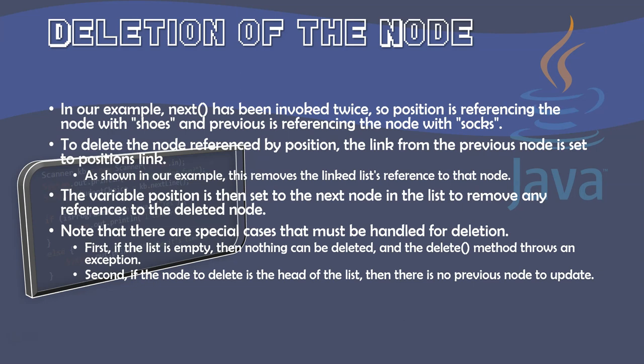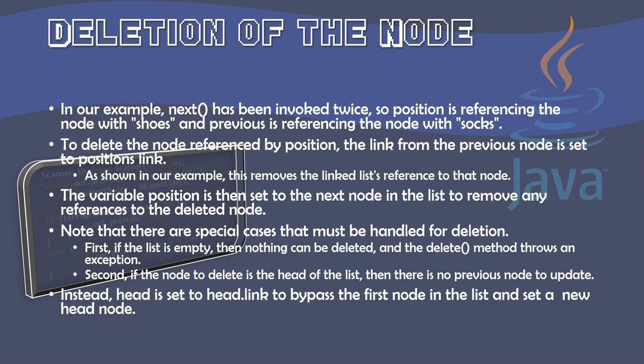Secondly, if the node to be deleted is the head of the list, there's technically no previous node to update. Instead, the head is set to head.link to bypass the first node in the list, and we'll set a new head node.